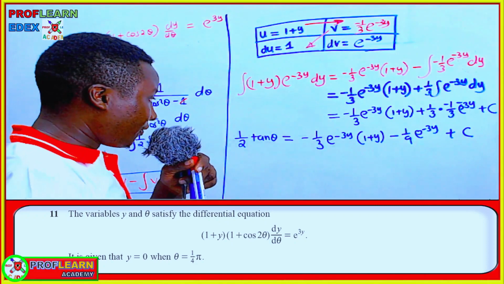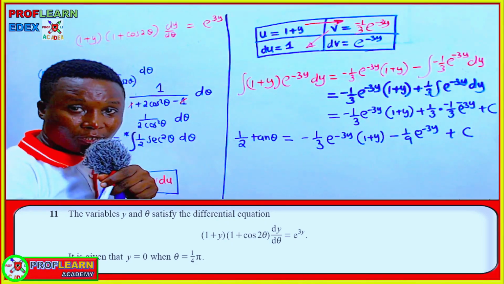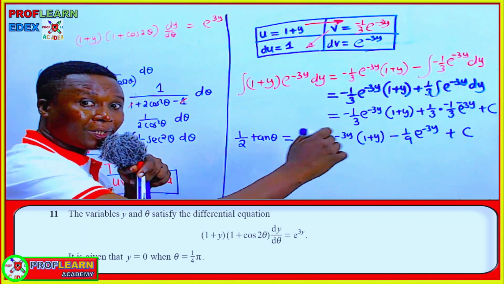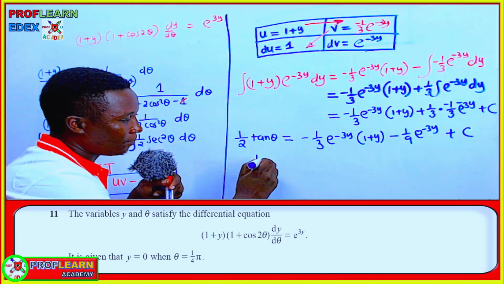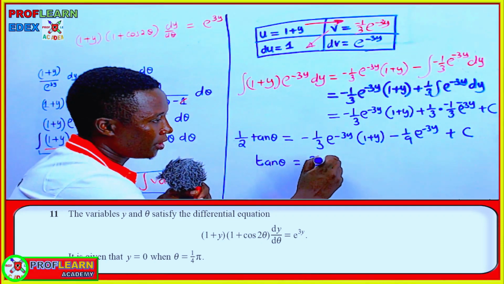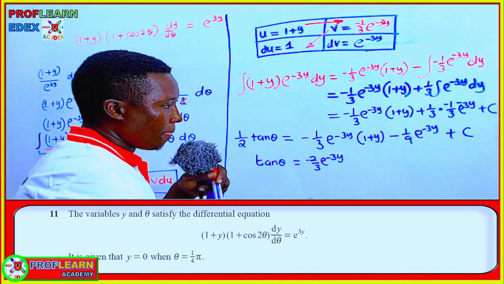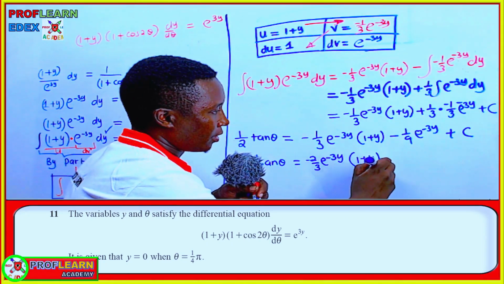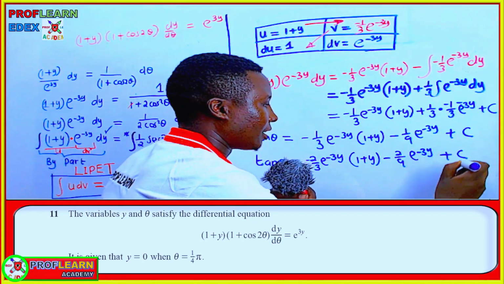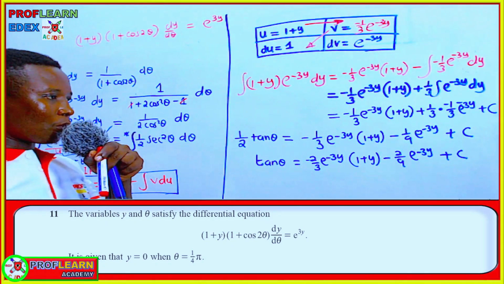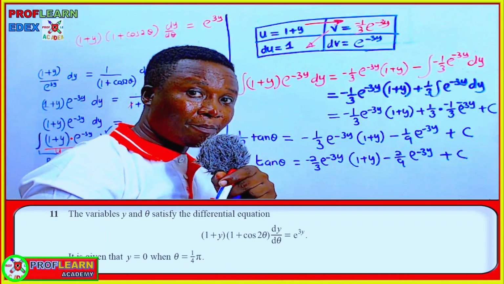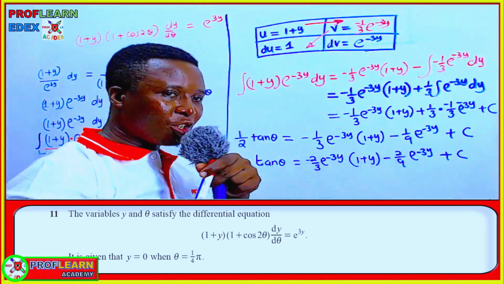Now this is the actual integral. Once you've integrated everything, this is exactly what you are going to get for this differential equation. But we are not happy with this half that is here. We can multiply through, and then we're going to remain with tan theta equals 2 over 3 negative e to the negative 3y into 1 plus y, minus 2 over 9 e to the negative 3y, then plus c. Remember c is a constant of integration, so if you multiply it by 2, again you are going to get a constant.